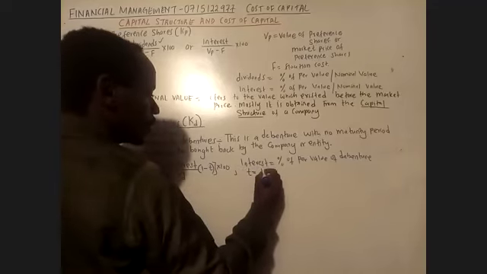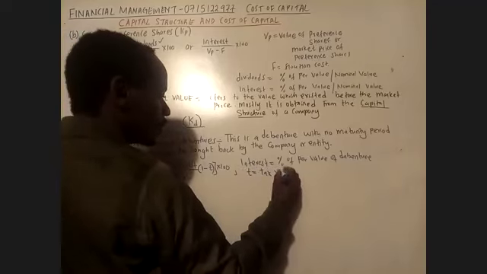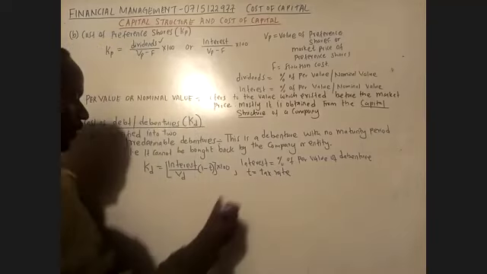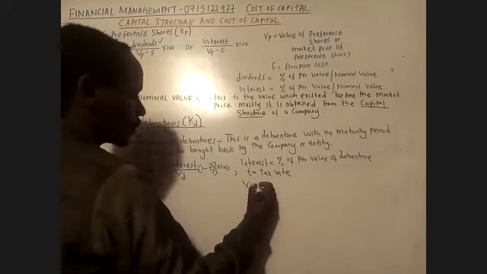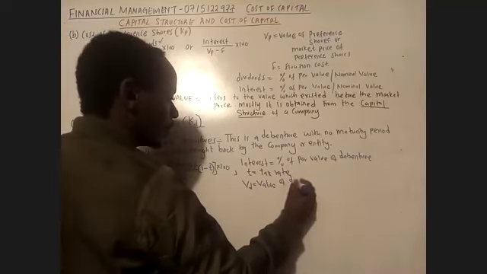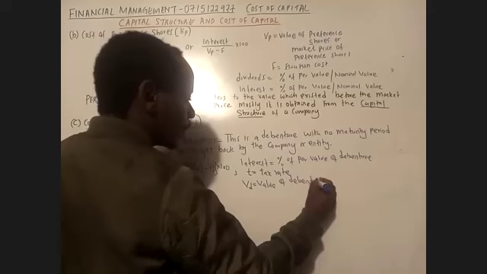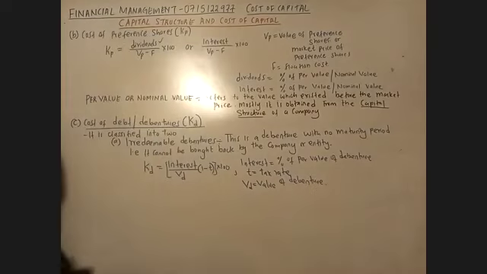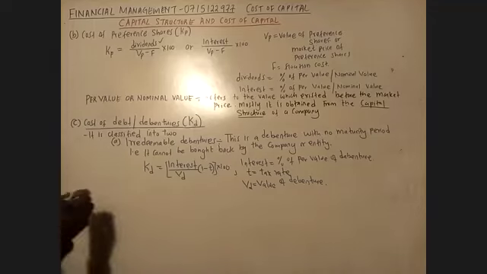T is the tax rate. VD is the value of the debenture, or you can call it the market value of the debenture. So that is also okay. Now that is number A.